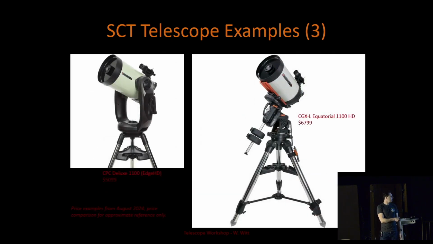And then a quick thing about mounts, which we'll talk a lot more about later, but here are similar scopes on very different mounts. And so we talked about this being a fork mount, and then this is actually an equatorial mount. In the fork mount, it's moving left to right like this and up and down like that to point at the thing you want to look at.